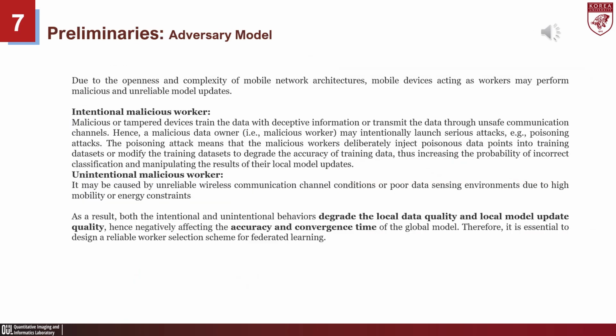Due to the openness and complexity of mobile network architectures, a mobile device acting as a worker may perform malicious or unreliable model updates. There are two types of malicious workers: intentional and unintentional. Both the intentional and unintentional behaviors degrade the local data quality and local model update quality, therefore negatively affecting the accuracy and convergence time of the global model. Therefore, it is essential to design a reliable worker selection scheme for federated learning.